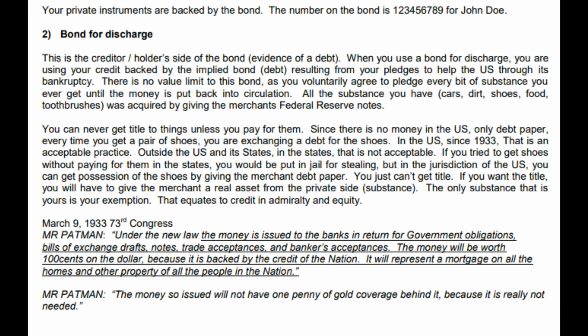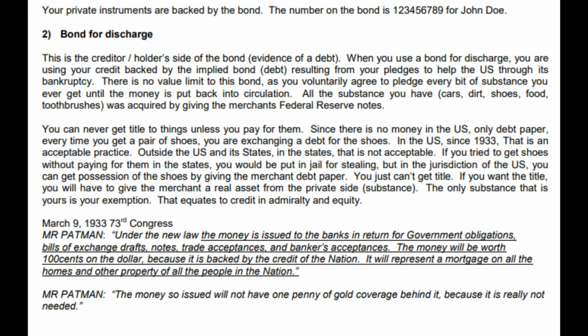In the U.S. since 1933, that is an acceptable practice. Outside the U.S., in the states, that is not acceptable. If you try to get shoes without paying for them in the States, you will be put in jail for stealing. But in the jurisdiction of the U.S., you can get possession of the shoes by giving the merchant debt paper. You just can't get the title. If you want the title, you will have to give the merchant a real asset from the private side, substance. The only substance that is yours is your exemption. That equates to credit and admiralty and equity, right?